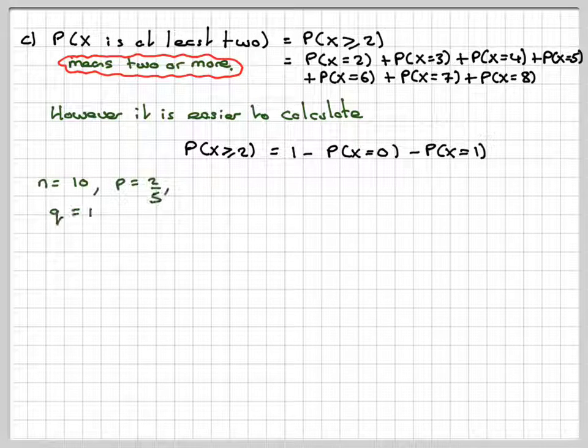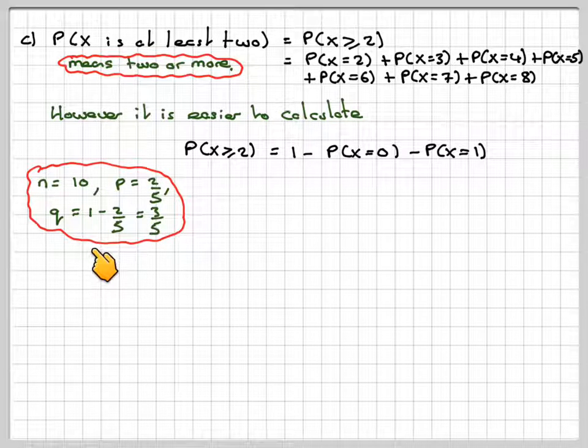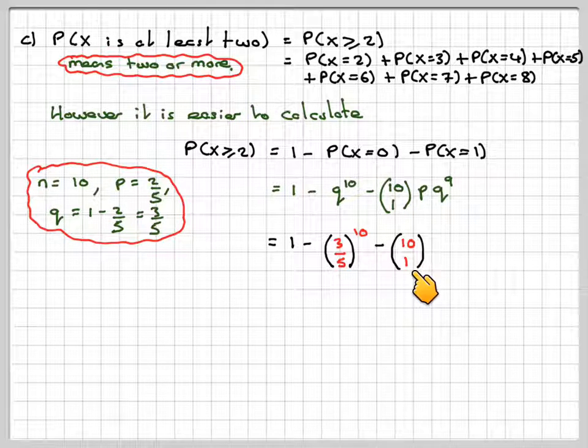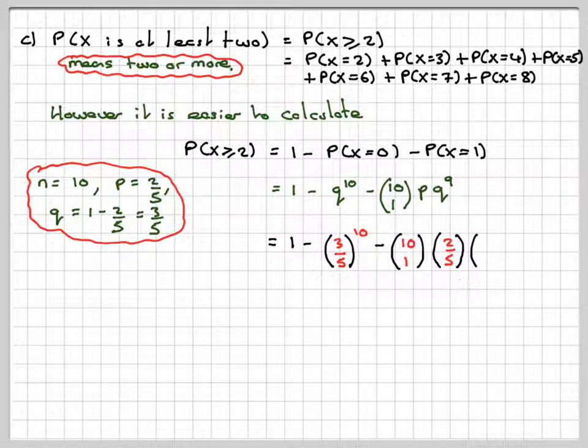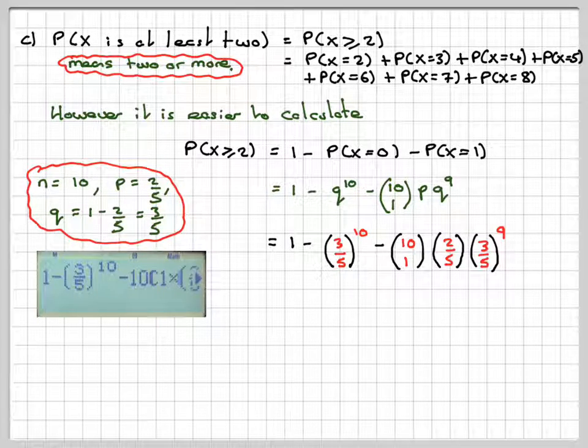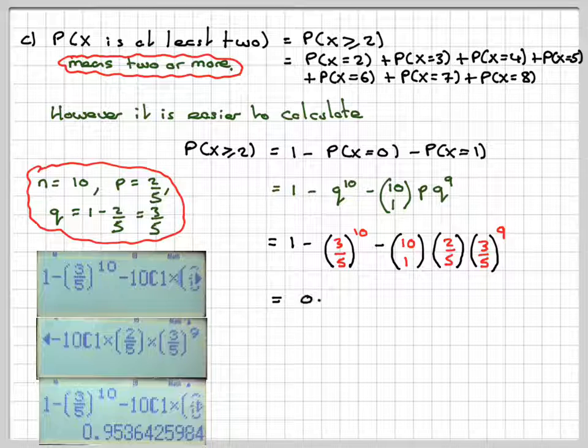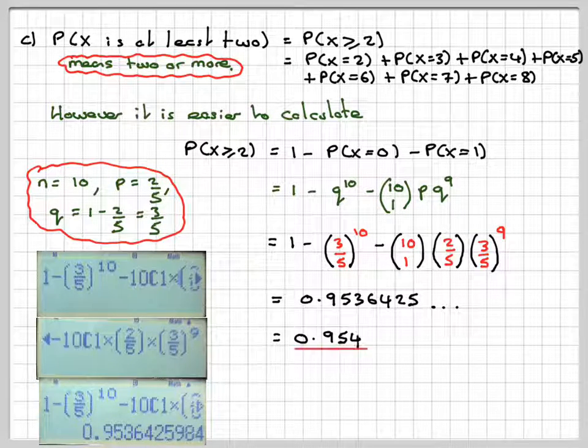So it's going to be n is 10, p is 2/5, and then q is 1 minus 2/5, which is 3/5. So the probability that x is 0 is q to the 10, and the probability that x is 1 is 10C1, p, q to the 9. So it's going to be 1 minus 3/5 to the 10, minus 10C1, 2/5 times q, which is 3/5 to the power of 9. I did that on my calculator, so we've got quite a few because it goes across a few screens. And that gives that answer. Again, writing out the full calculator value and then rounding off to 3 significant figures.